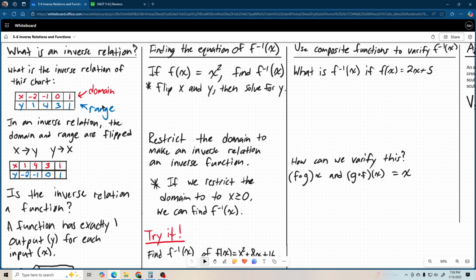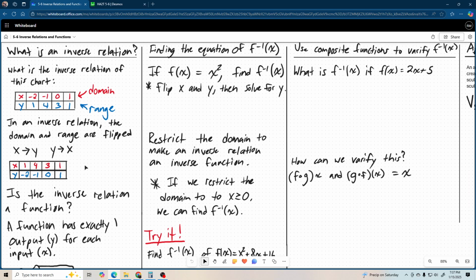So if we're finding the inverse relation of this initial chart, we're going to flip the x and y values, right? So you'll notice here, instead of it being y is 1, x is negative 2, now it's x is 1, y is negative 2, right? And so on and so forth. So an inverse relationship is the same as the original function with the x and y values flipped.